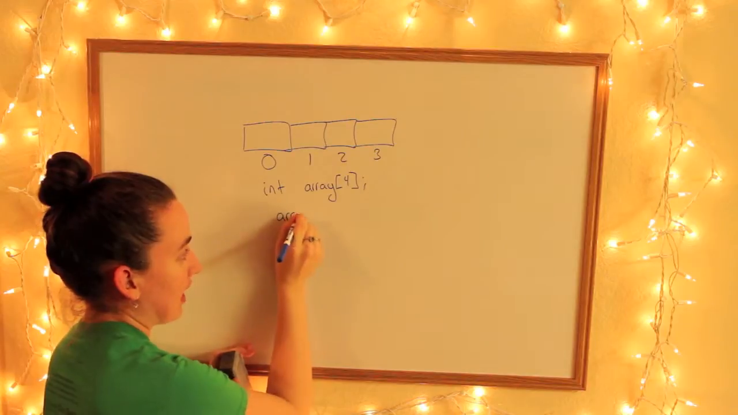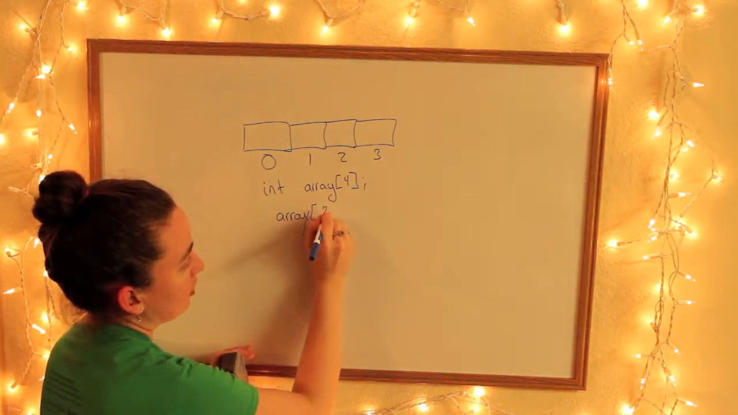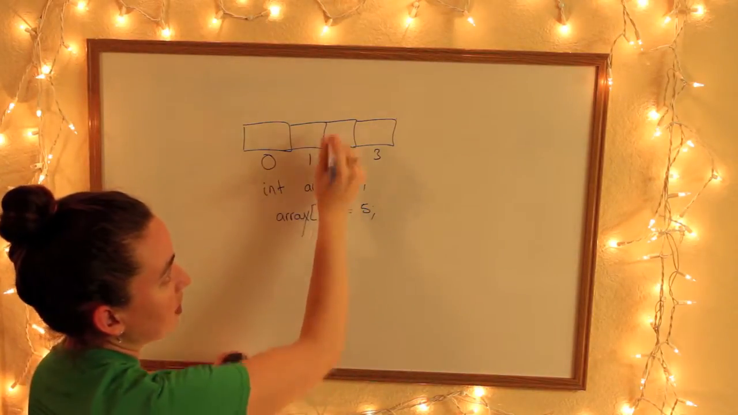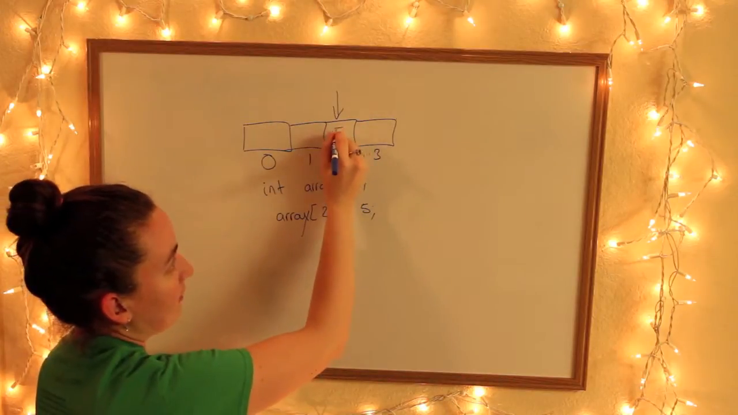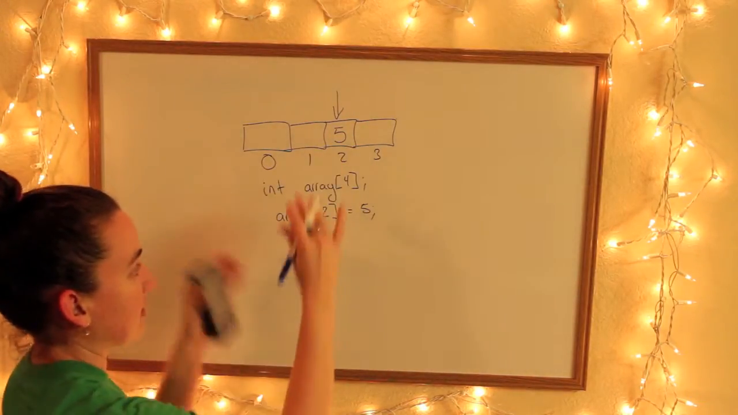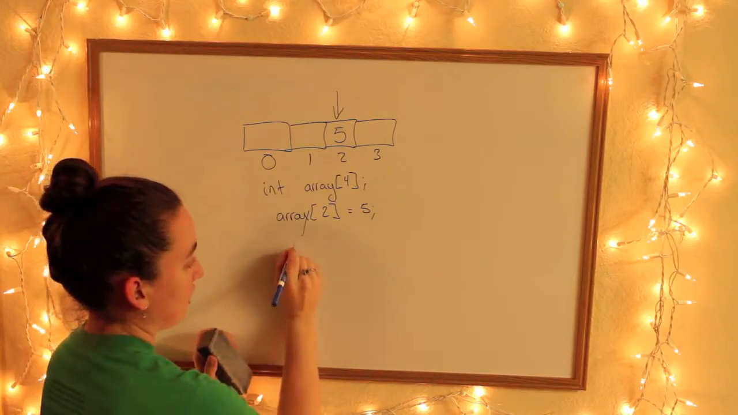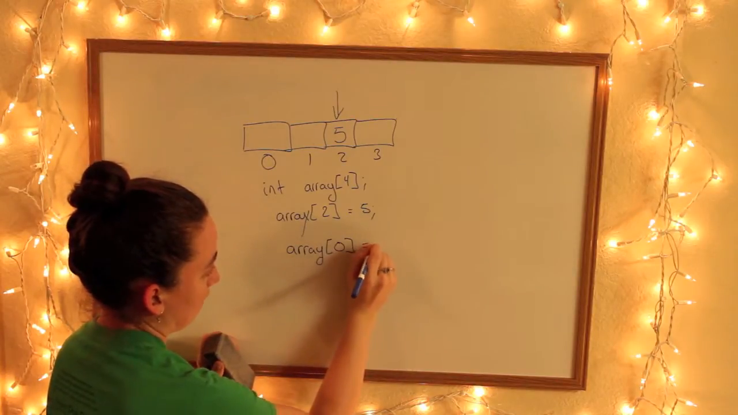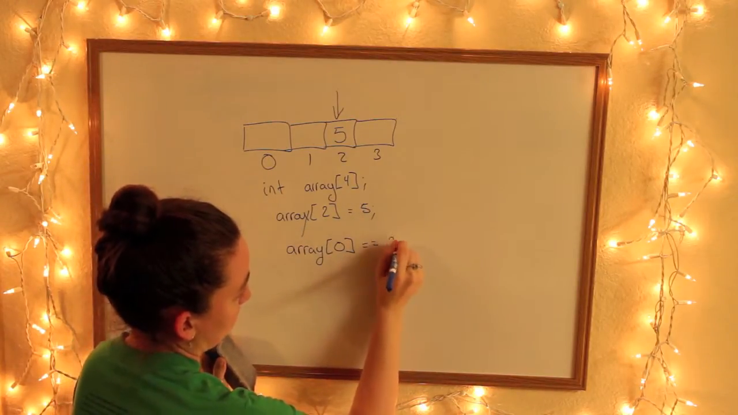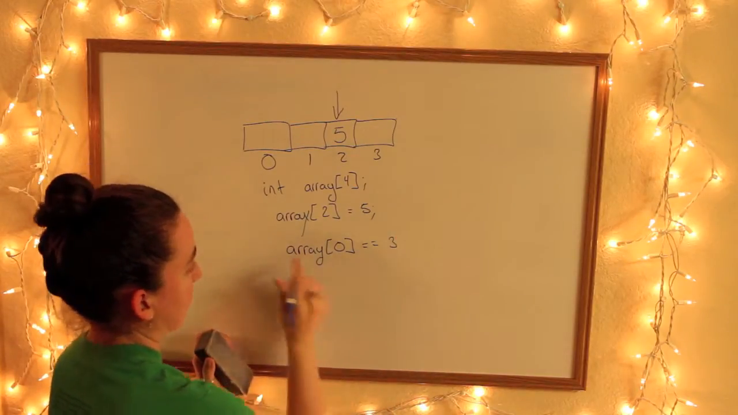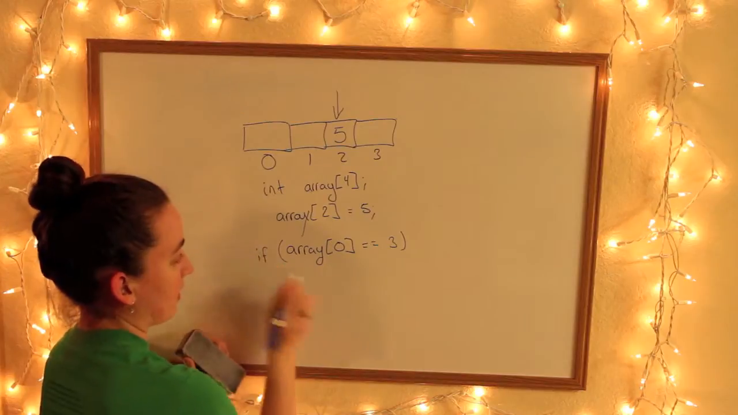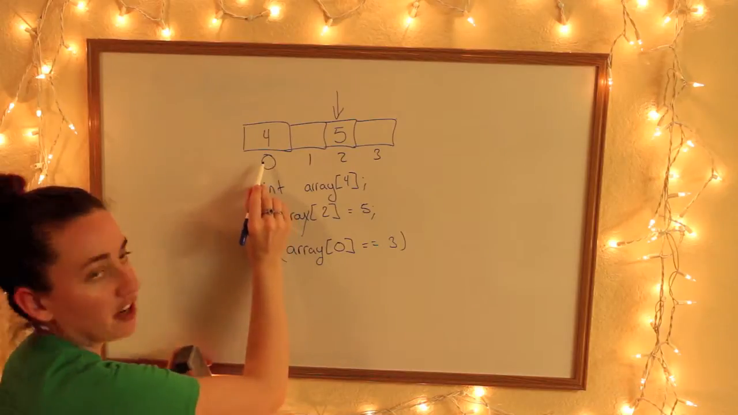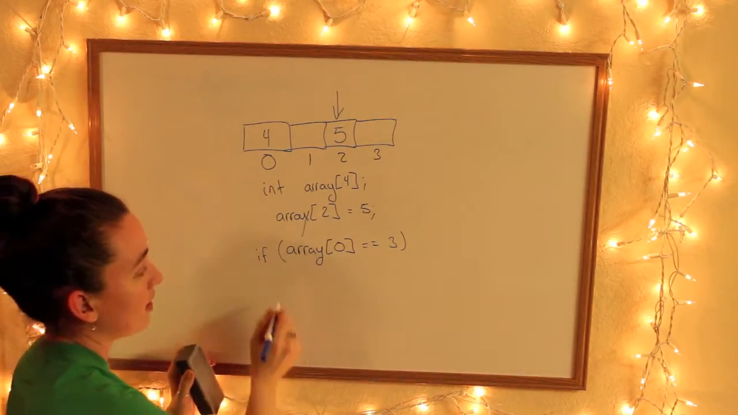So then what you can do is you can say array of 2 equals 5. And what happens is it goes to spot 2, which is the third element right here, and it puts 5 in. And so that's how you access things in the array. You can also say array of 0 equals 3, and let's say this is inside an if statement that we talked about in the last video. So it will check array index 0 and see if that's a 3, and it's not, so this will not go into the if.